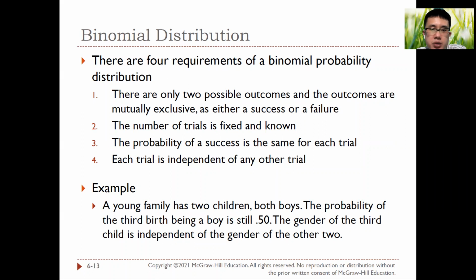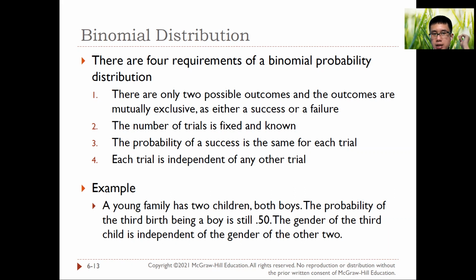The first requirement is we have only 2 possible outcomes, and those outcomes are mutually exclusive. In general, we can classify those 2 outcomes to be the success side and also the failure side. Maybe in the case of head and tail of a coin, you can define success to be the head and the failure to be the tail. As long as those outcomes are mutually exclusive, it's okay.